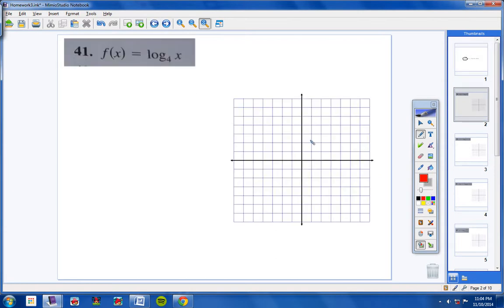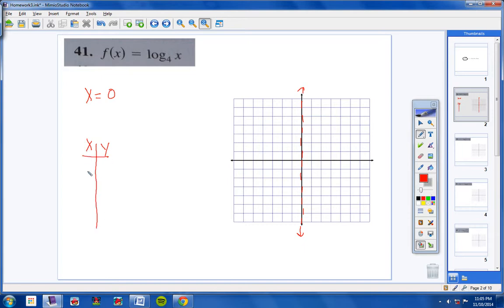Problem number 41. Okay, let's graph this. First of all, let's take the argument, which is right here, set it equal to 0 and solve. And there's no solving to do, so there's the vertical asymptote. Pretty simple. Okay, next, let's write our table of values here.